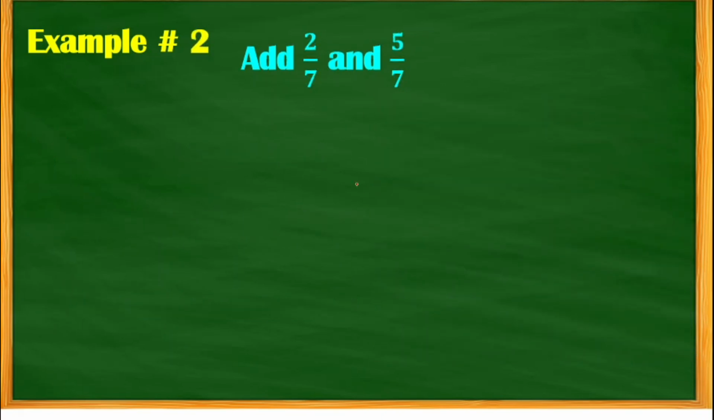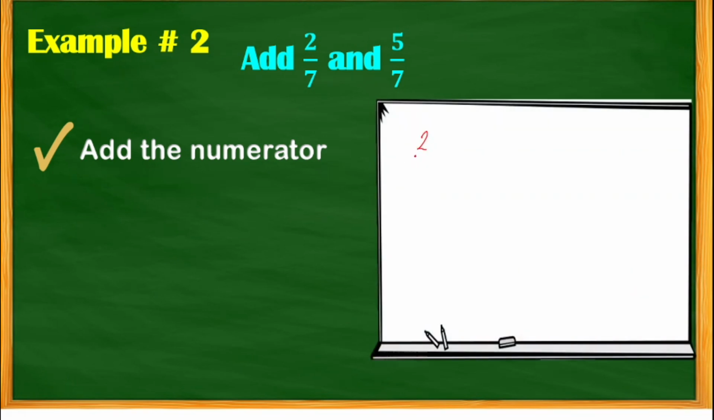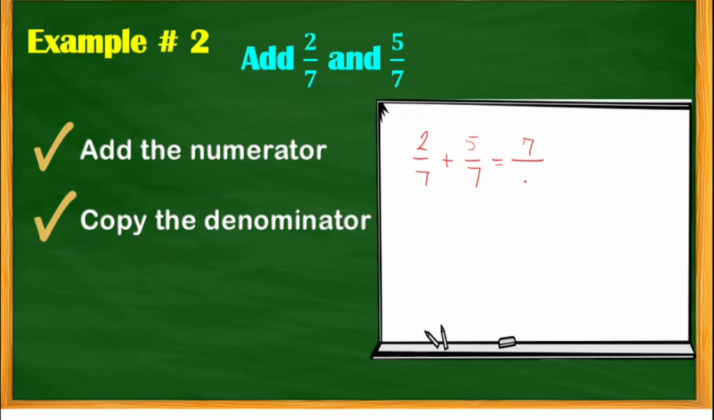Now let's proceed to example number 2. So 2 sevenths and 5 sevenths. We're going to add. So first step, add the numerator. So we're going to write 2 sevenths plus 5 sevenths. Okay. So we're going to add. This would be the fraction bar. 2 plus 5 is 7. Then the second step is you're going to copy the denominator. The denominator is 7 also. Then our answer is 7 sevenths.